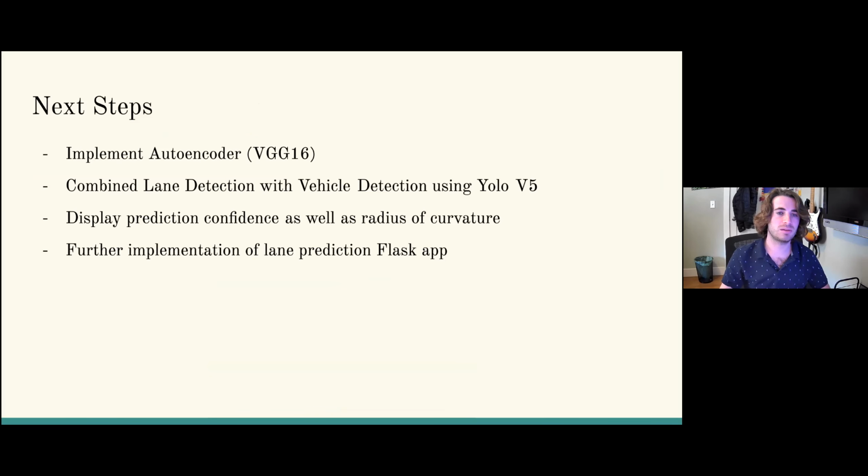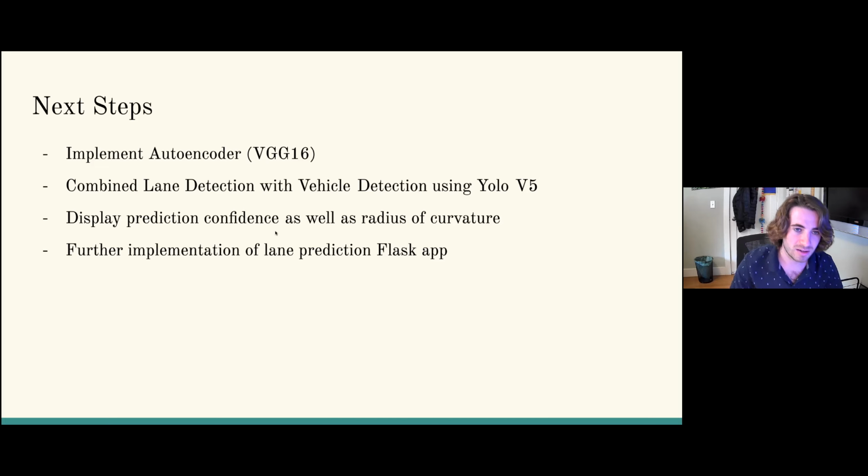In a future implementation, I would like to implement an autoencoder for the model. This will ideally get better results and lower loss values. And then I would like to combine the lane detection with vehicle object detection using YOLO v5. And then I would like to display the confidence of the lane markings as well as the radius of curvature continuously with each image. And I do currently have a basic implementation of a Flask app, although I'd like to implement it further.